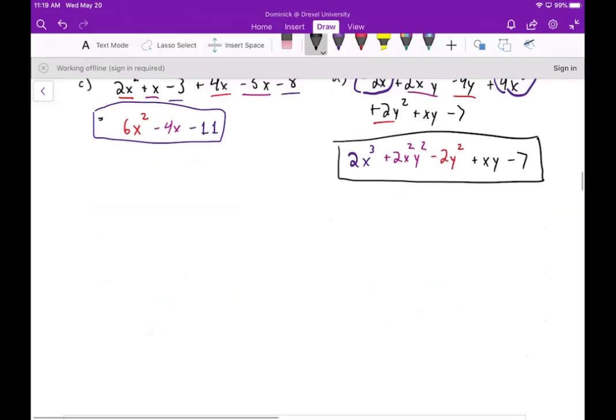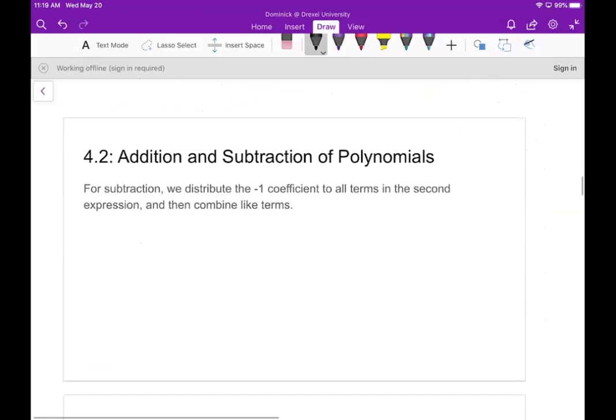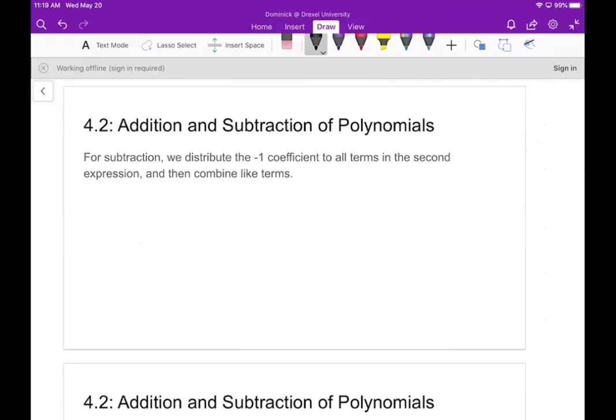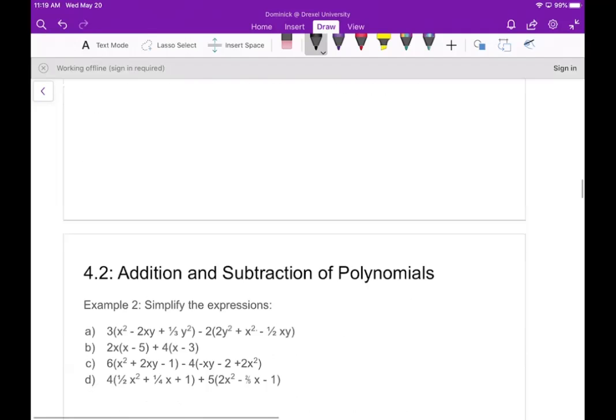Okay, so that's adding polynomials. Now for subtraction, you have to be a little bit more careful, right? You need to distribute your negative 1 coefficient to all your terms in the second expression first, and then we'll do what we just did with combining like terms.